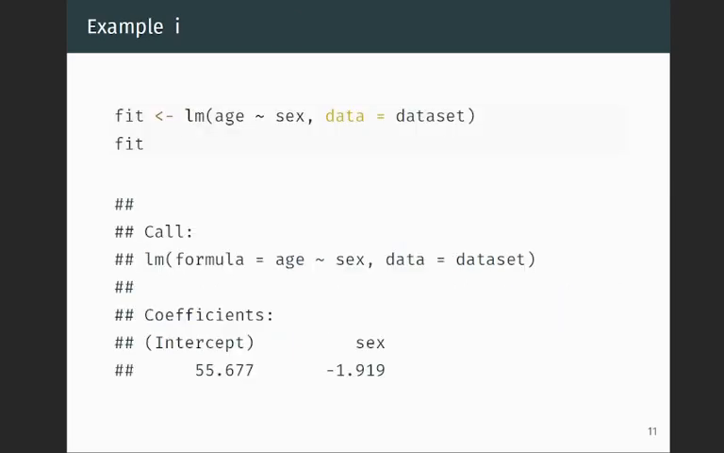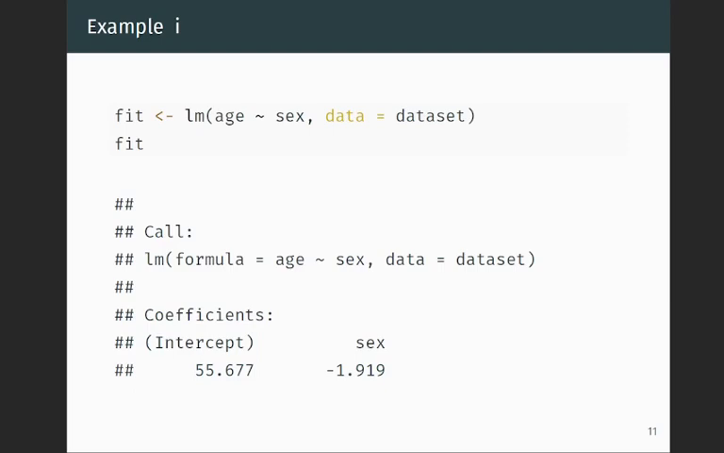So let's look at an example of this. Now we have this one covariate. We'll look at sex. In this case, it's coded 0 and 1, so it's a binary variable in this particular instance. And we can fit this linear regression model by doing lm of age tilde sex, comma, data equals data set. And then if we look at the output of this, we get our two coefficient estimates. We get the intercept and we get the beta 1.